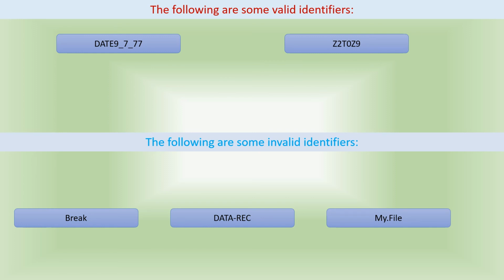Next one is my dot file. Dot is not allowed, as this is a special symbol which is not allowed in naming the identifier. So again this is an invalid identifier.